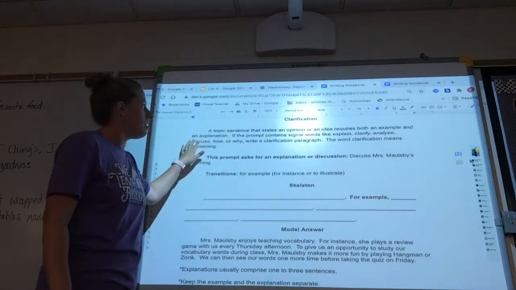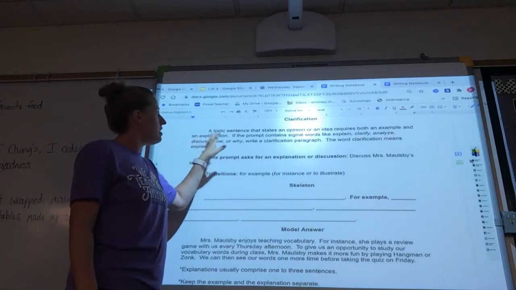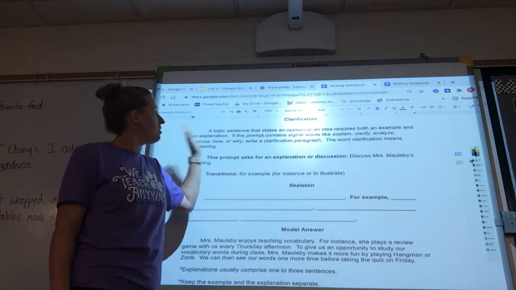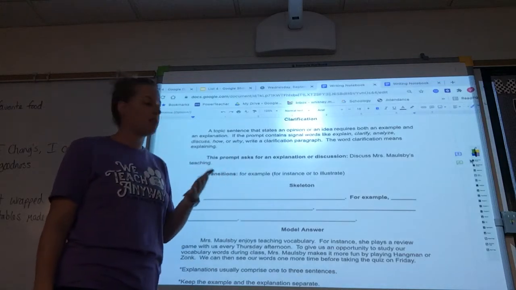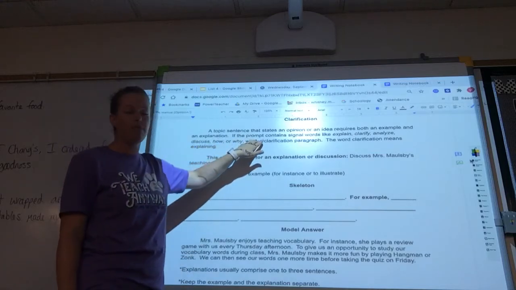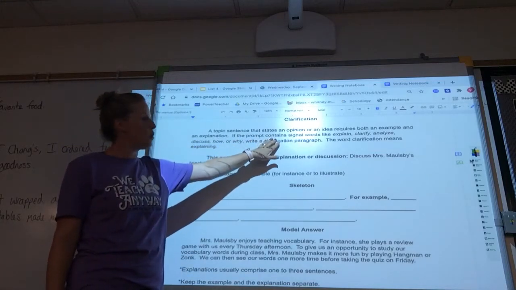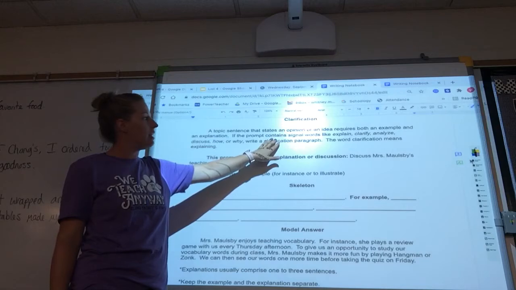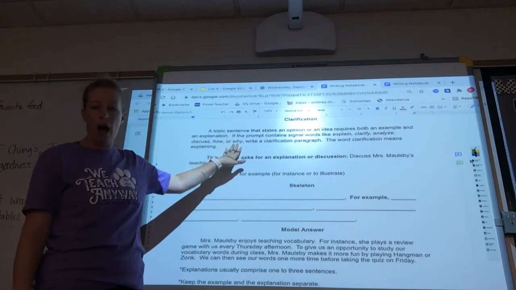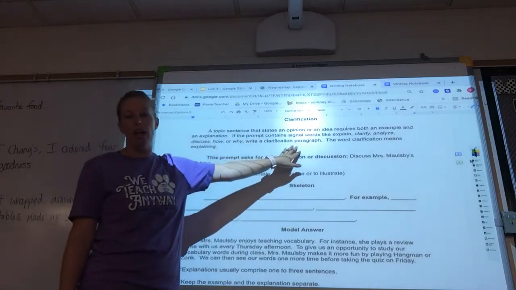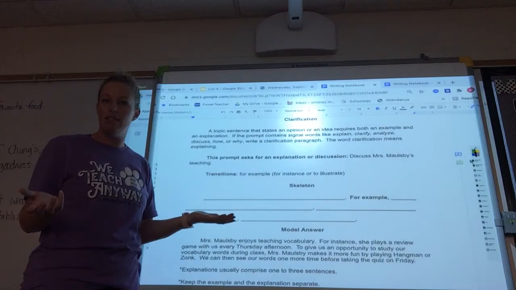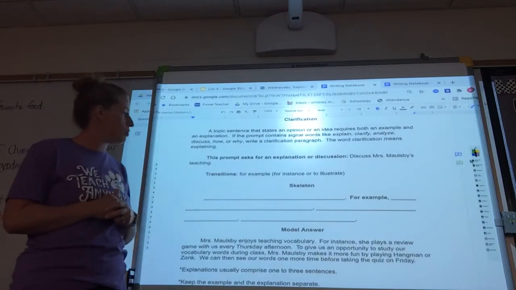So if you look up here, a topic sentence that states an opinion or an idea requires both an example and an explanation. So this is what we're adding today. If the prompt contains signal words like explain, clarify, analyze, discuss, how, or why, you are going to have to write a clarification paragraph. The word clarification means explain, so that should be simple for you to remember.